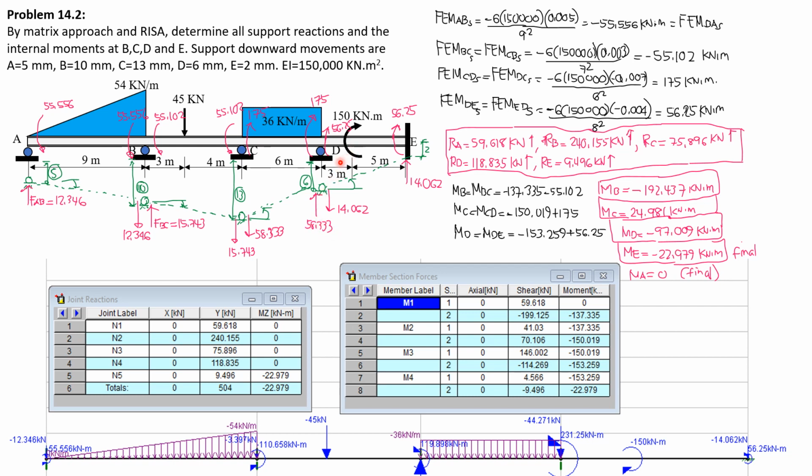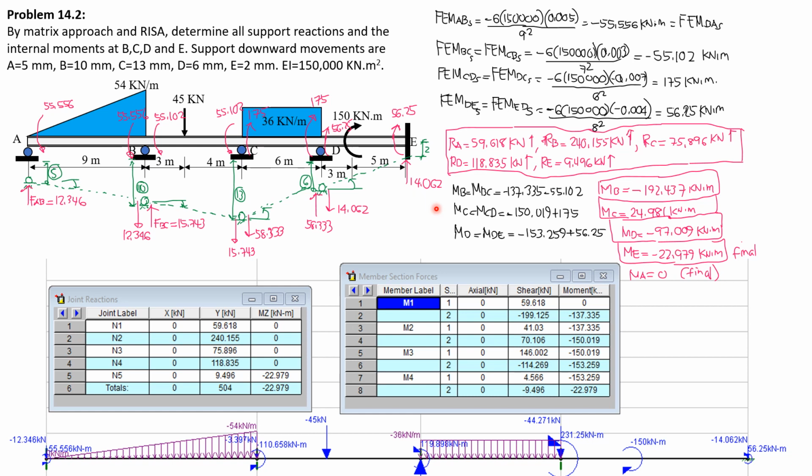Then finally, at D, since these are clockwise couples, the fixed force should be downward to produce counterclockwise moment about E. So 56.25 times 2 divided by 8 is 14.062 kilonewtons downward here. So it should be upward at E, 14.062 kilonewtons.